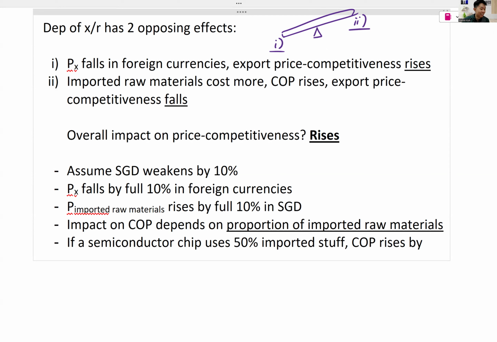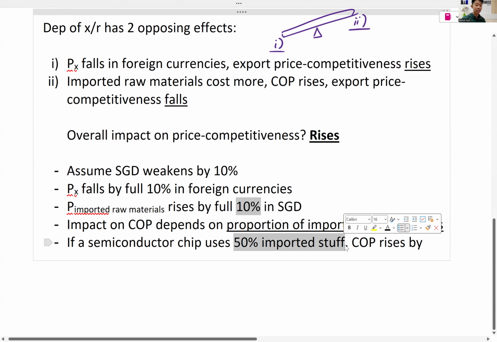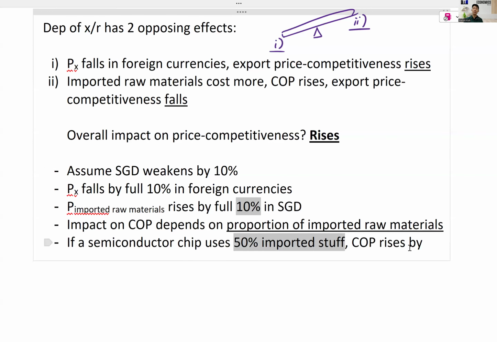Okay, the price of imported raw materials rises by 10%. You use 50% imported raw materials. So as a result, your cost of production will rise by 5%, because 10% of 50%, or 50% of 10%, is 5%. Yes? This is not my problem. Okay, I will just tell you 5%.